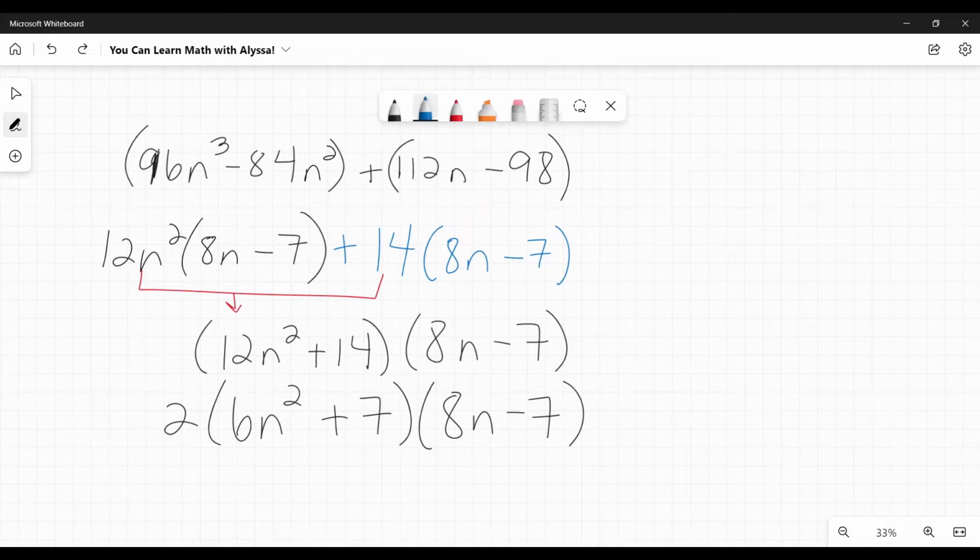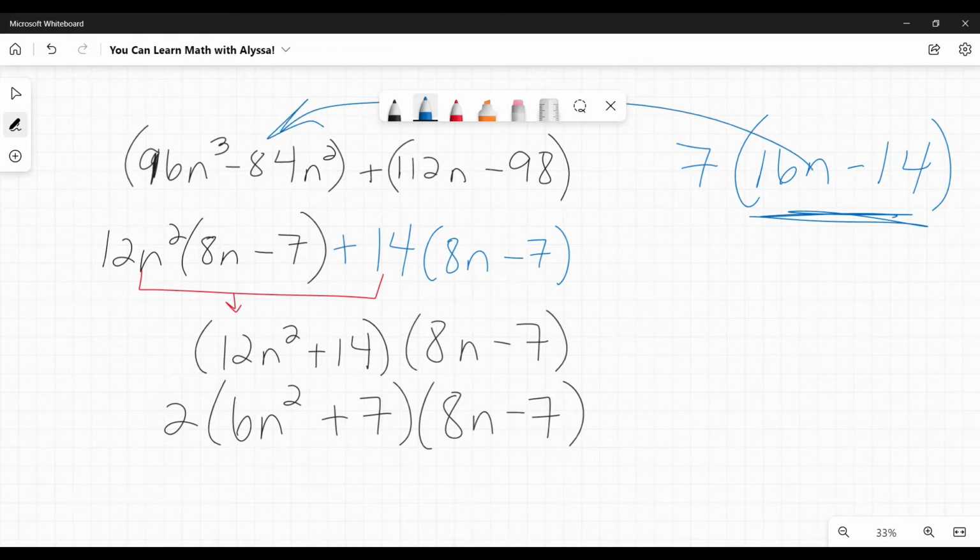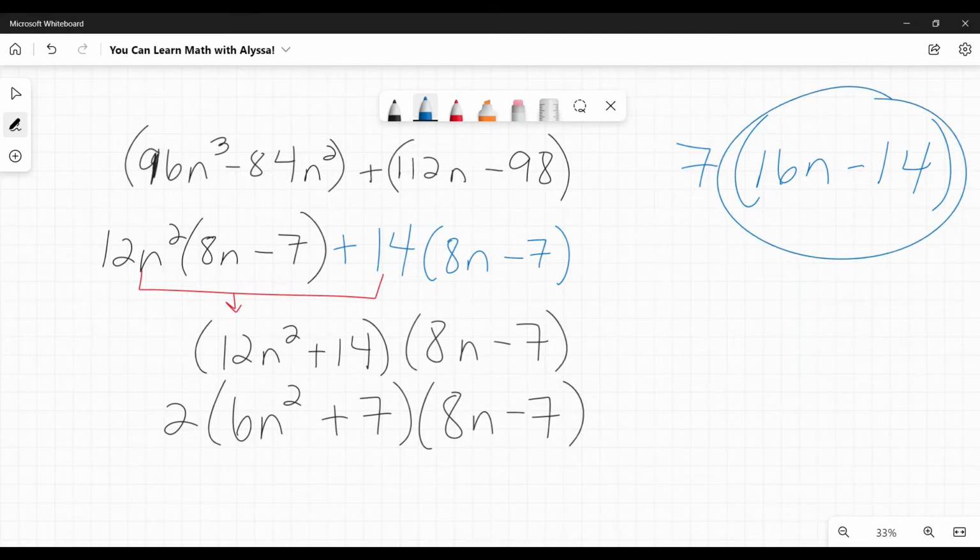For example, let's say you had started with this, the 112n minus 98, and let's say you had pulled out 7 instead of 14. And you said, oh, they're both divisible by 7. I'm so proud of myself. And so you said, okay, I'm going to pull 7 out of both of them. And I pull out 7, and I'm going to get 16n minus 14. And then you use this trick. You're like, okay, I'm going to make the other side match this. And you're going to use that 16n minus 14 on the other side. This is going to be one of your factors, 16n minus 14.